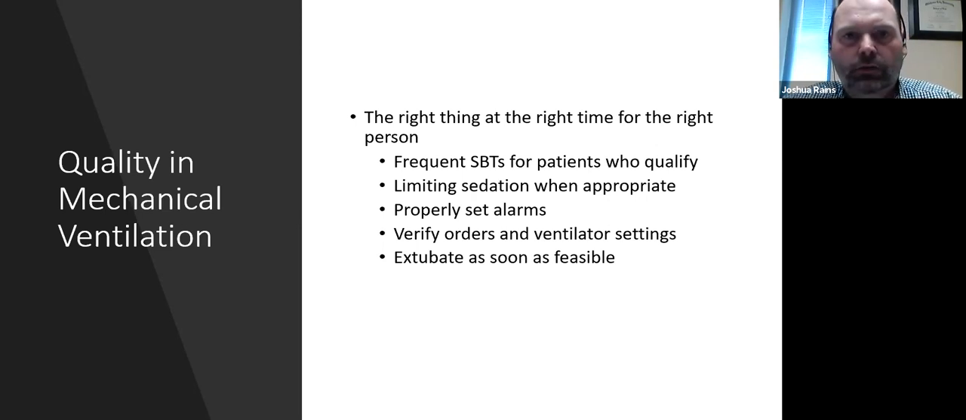I've listed a few up here, though obviously this is not an all-inclusive list. Frequent SBTs for patients who qualify. This directly relates to driving down the ventilator length of stay for patients. You can get them off the vent faster if you're constantly checking to see the optimal time to take them off the vent. That was a big metric that we tracked in our department. We did a really good job with it. I'm very proud of my team for how well they did. We did twice daily SBTs. They still do, but I think that's a growing trend, a lot more frequent SBTs when it's appropriate for the patient.